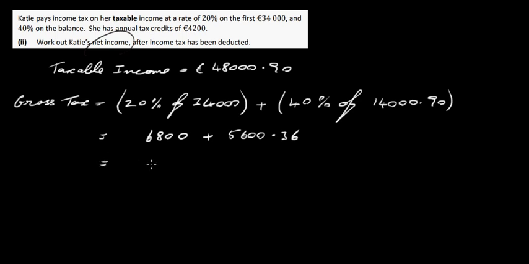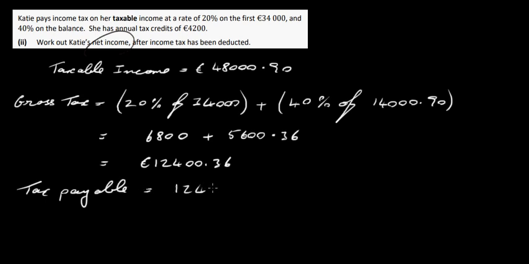5,600.36. When we add these two up, we get 12,400.36 euros. So that's her gross tax. Her tax payable then is 12,400.36 minus the tax credits of 4,200. So subtract these two here and you get 8,200.36 euros. So this is how much tax she actually has to pay.